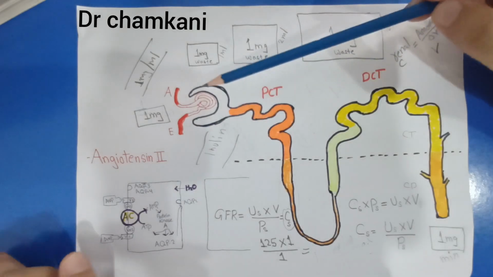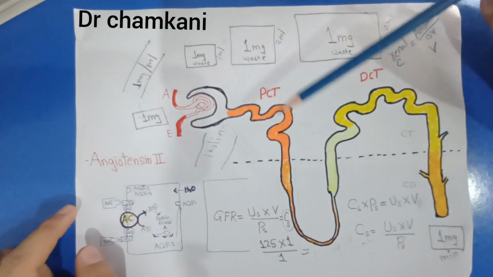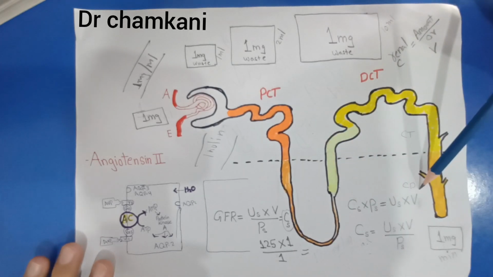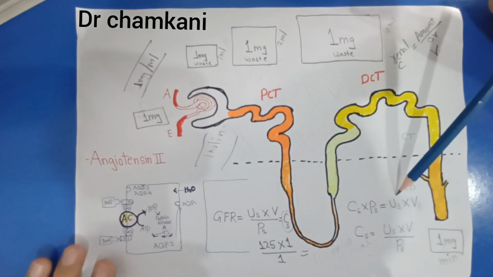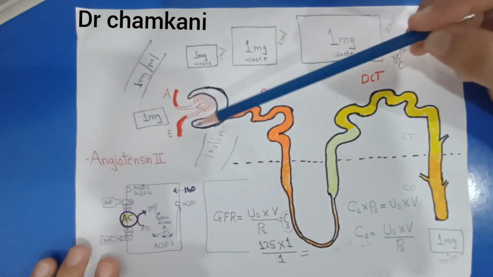So we cannot directly measure the glomerular filtration. So we need these indirect methods. We can measure the plasma concentration of some substances. We can measure the volume of urine that is normally formed. We can also measure the concentration of substances in urine, but we cannot directly measure the glomerular filtration rate.